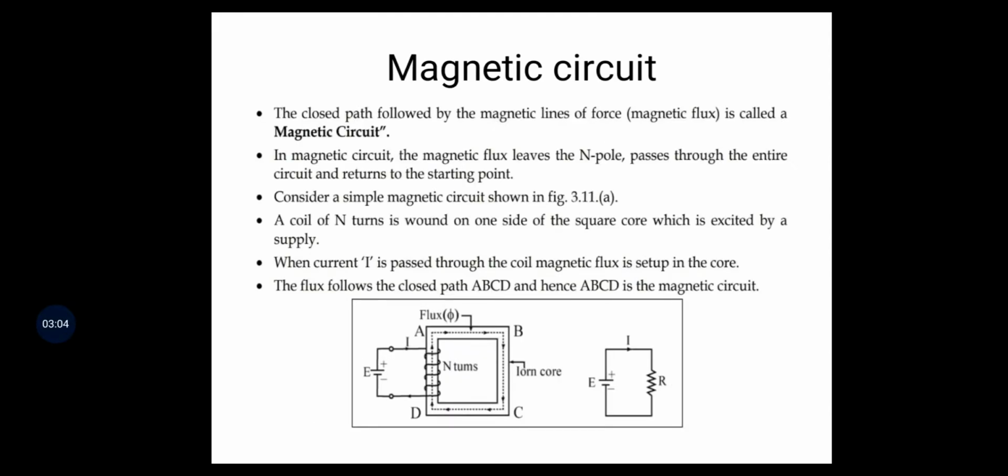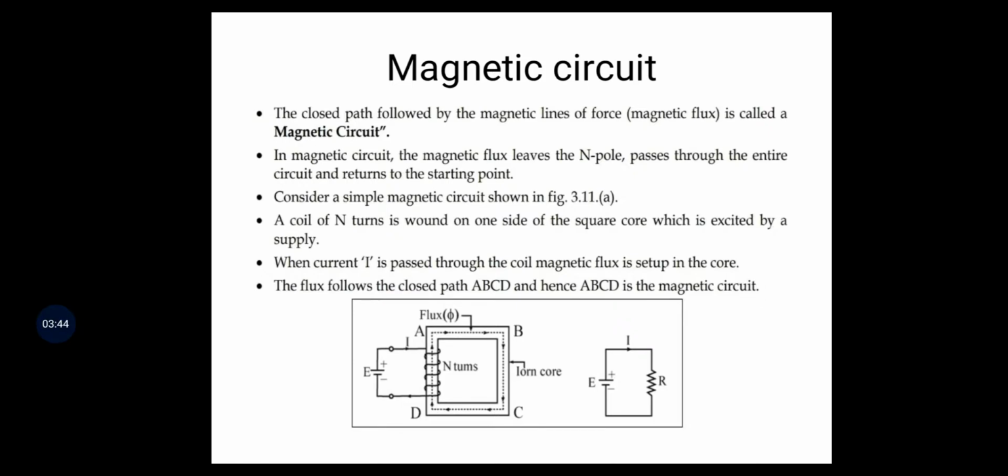Next we are discussing about magnetic circuit. What is meant by magnetic circuit? Here we take an iron core. Then at one end of the iron core we connect the voltage E. When voltage is applied, then current is generated.